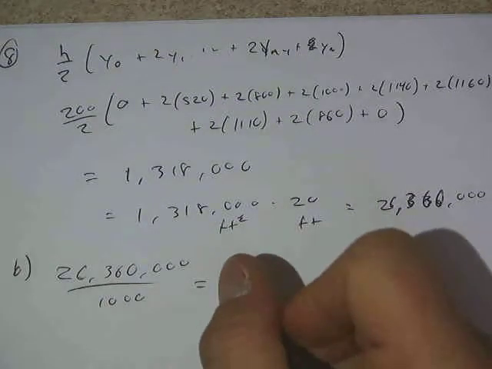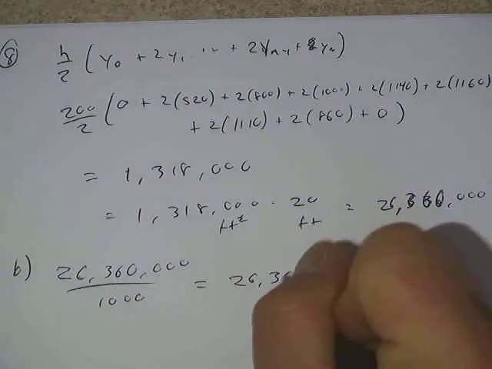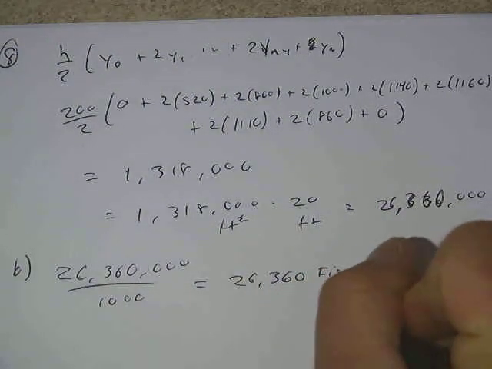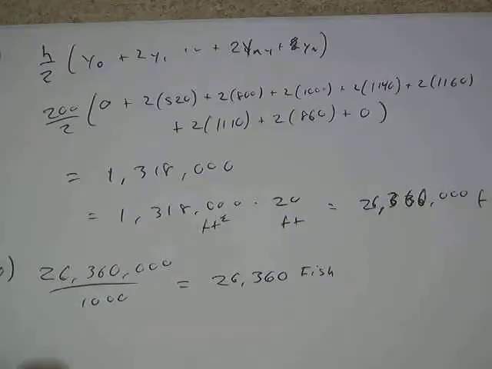so how many fish? 26,360. So we get 26,360 fish would be the total fish that we'd put in the pond. So we're going to start the season with that. And it says that you intend to have at least 25% of the opening day's fish population left at the end of the season. So we want 25% of that left.